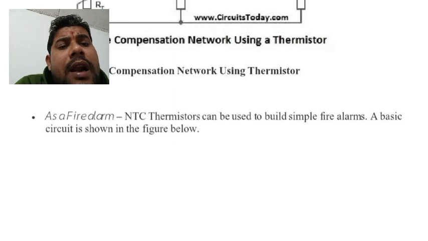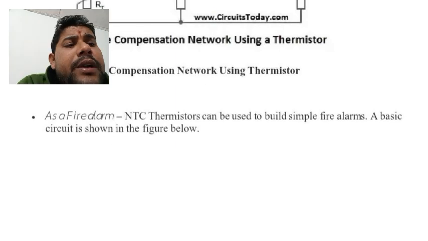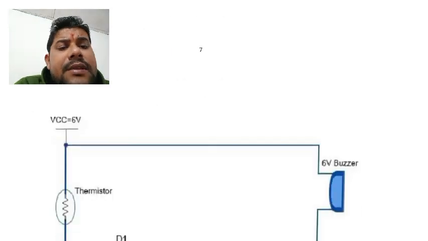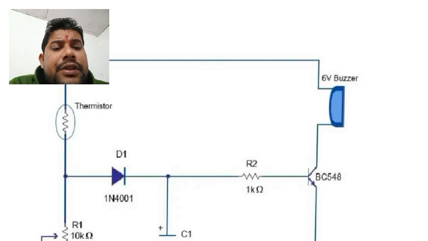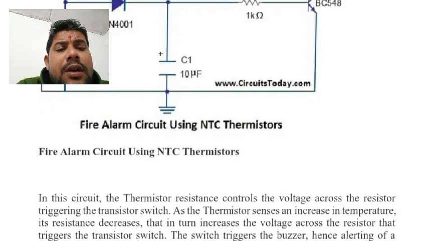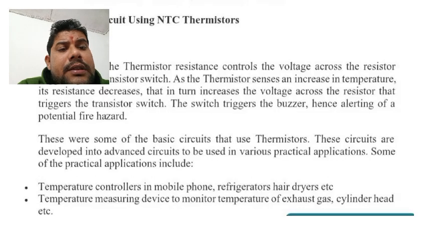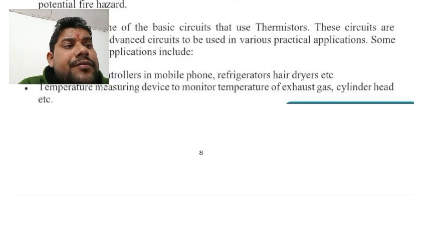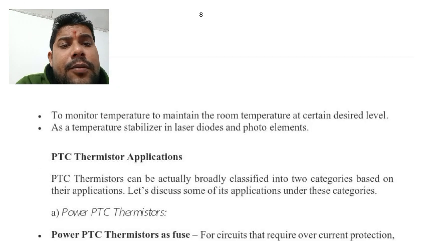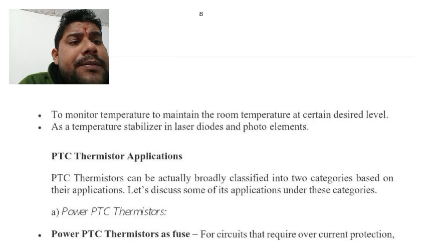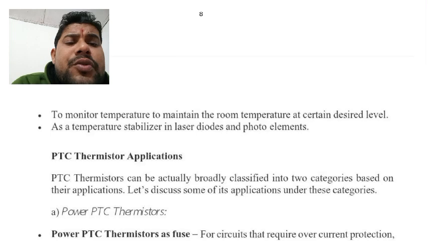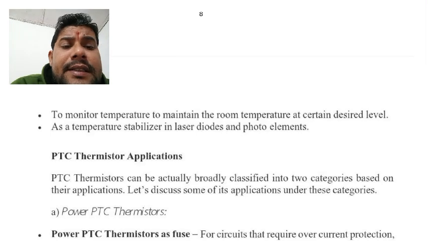Fire alarm system: a PTC can be used to build a basic fire alarm circuit. This is the fire alarm system. The thermistor can be used here like this. Another use is to monitor the temperature, maintain room temperature at a certain desired level, and stabilize a laser diode, in many ways.